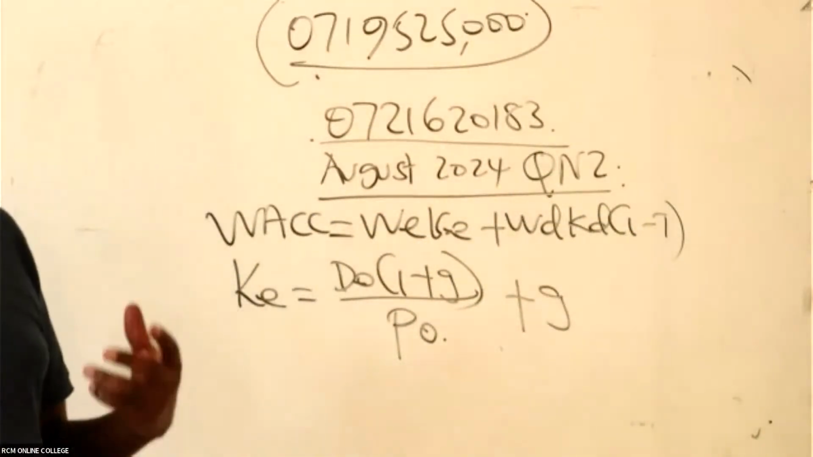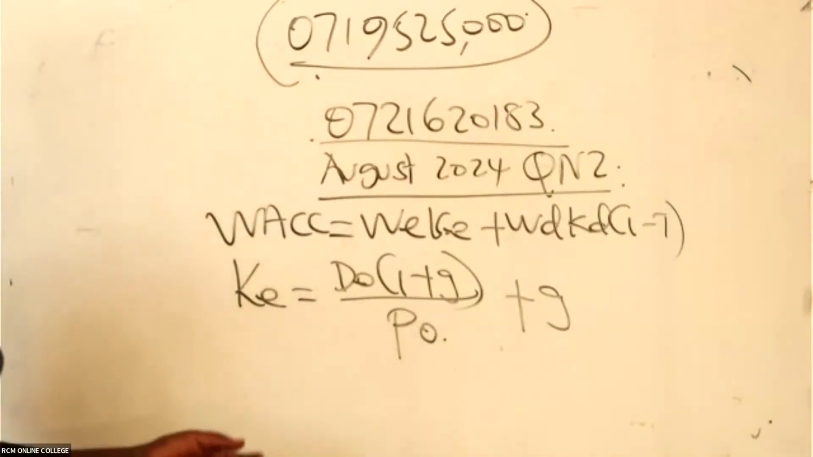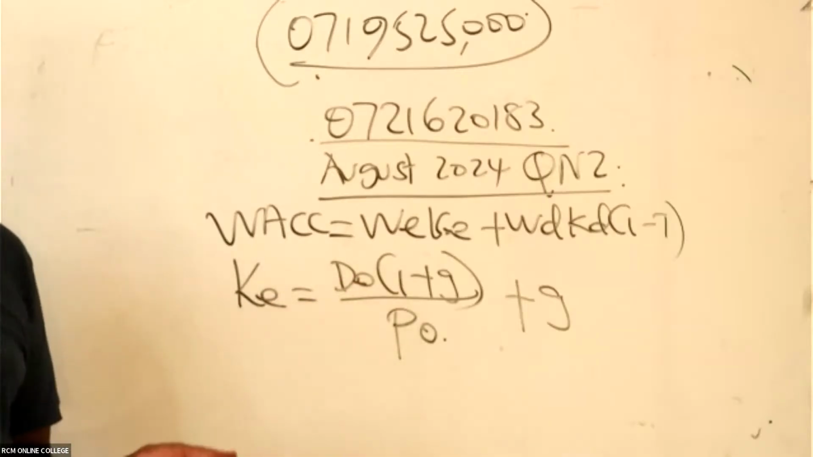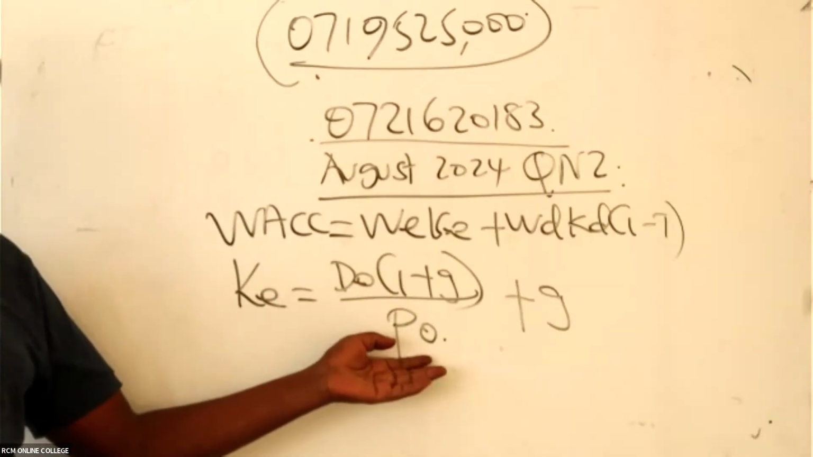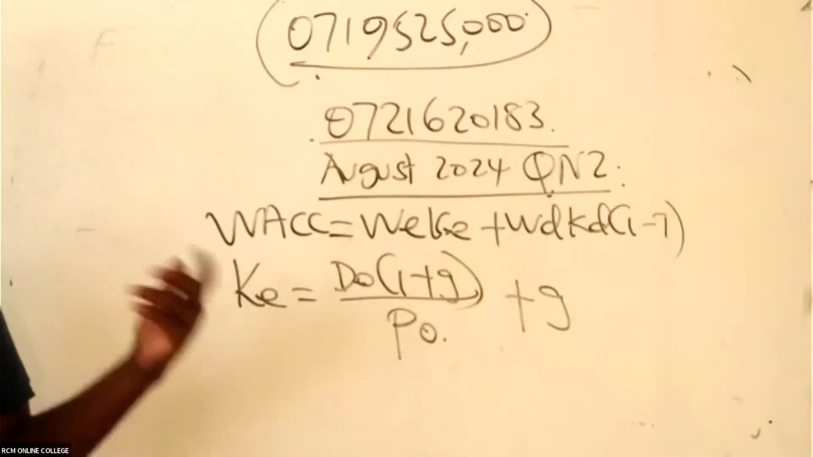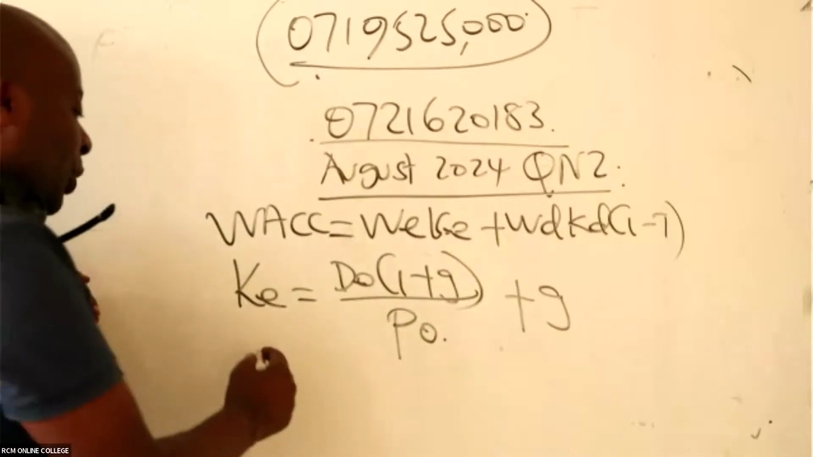Because as a technical person in terms of finance, I'm able to tell what is missing. I don't have a problem with these dividends. They have given me the dividends. But I have a problem with the growth rate. I have a problem with G. So first of all, we have to get G.